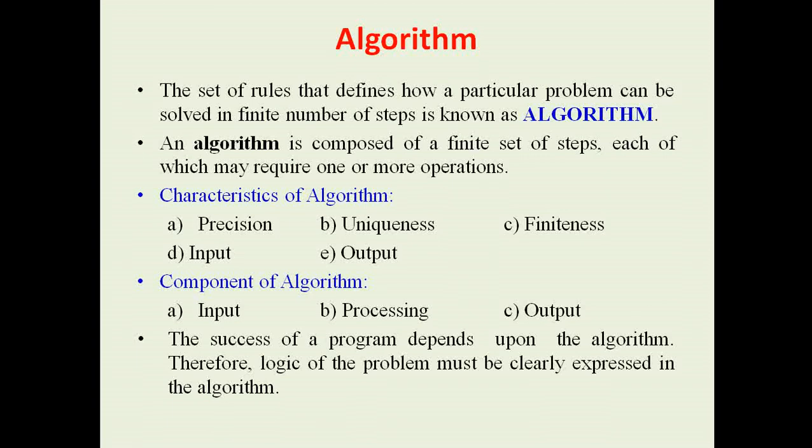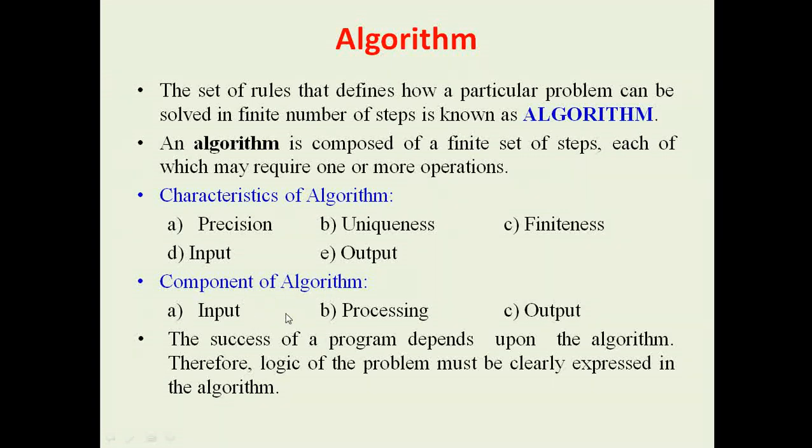The characteristics of algorithm: it should be precision, it should be its uniqueness is a characteristic of algorithm. Uniqueness means there can be many algorithms to a particular program, but the algorithm that is the best should be taken into the consideration. Then finiteness, that every algorithm should have given a finite result. Input means the algorithm should have some input values, and algorithm should have some output values.